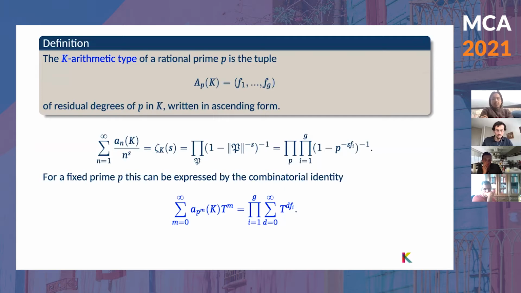The idea was first just combinatorial, so let me give you a little definition. Given a prime, define the arithmetic type of the prime in a number field as follows: you take the residue degrees, the inertia degrees, put them in a tuple in ascending order, and you call that the arithmetic type.